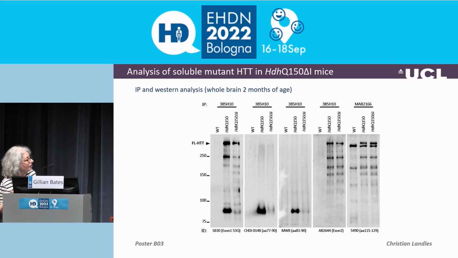This is another CHDI antibody that also acts as a neoepitope antibody, and this is an immunoprecipitation and immunodetection to show you the full-length protein. So this is the wild-type allele at the bottom and the mutant allele at the top, which look very similar in these mice.